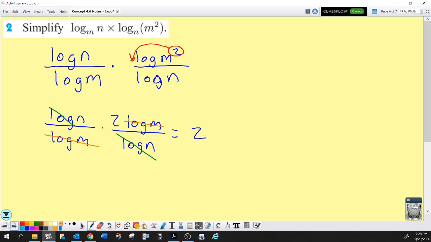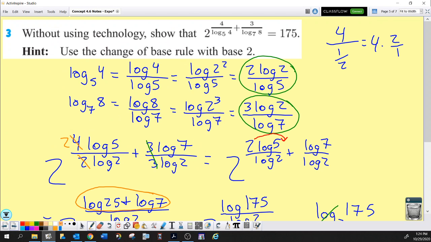Interesting question. Not too bad. Straight up and down, just use change of base, and let's see what cancels. Now this looks a little bonkers, but let me tell you what I did first. First thing I did was I looked at my 2 exponents and I noticed that they had logarithms in them. So I took those 2 logs out and I used change of base. Log of 4 over log of 5. I realized that 4 is a power of 2, so that's 2 squared. Scooted the 2 to the front. 2 log 2 over log 5.